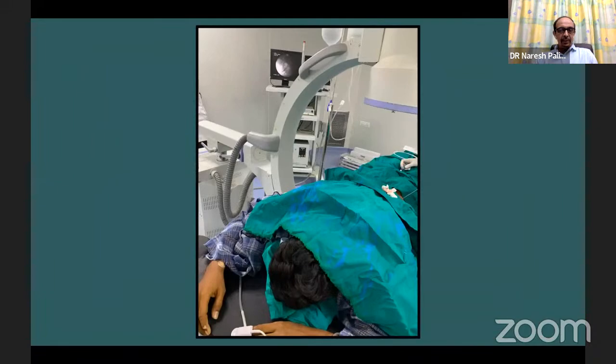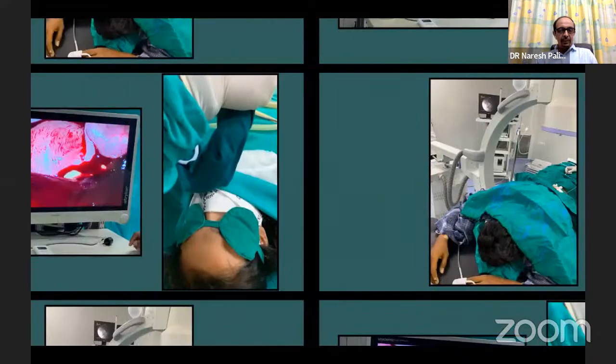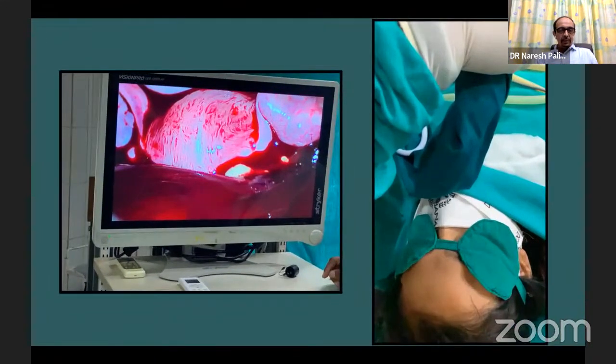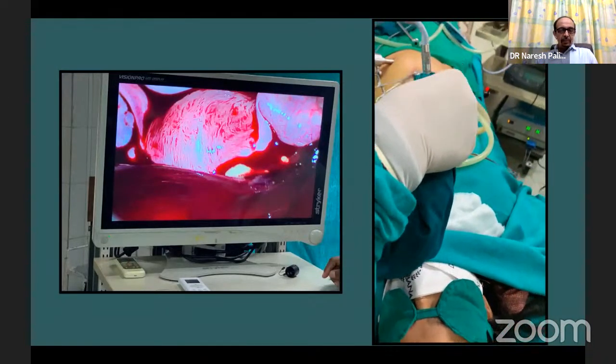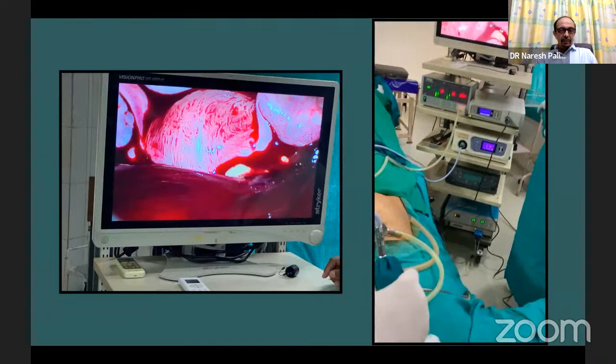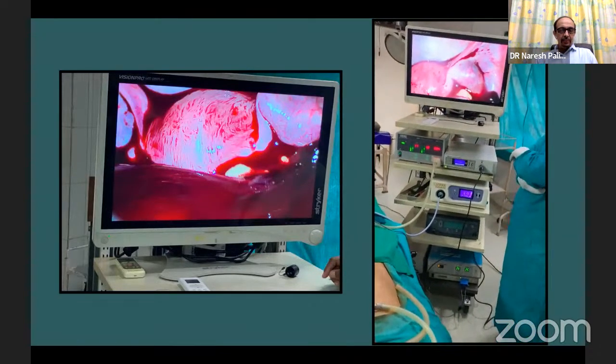This is PCNL done under 2-drug technique. This is ruptured ectopic. You can see here the whole of the abdomen is filled with blood. The patient being interviewed during surgery.